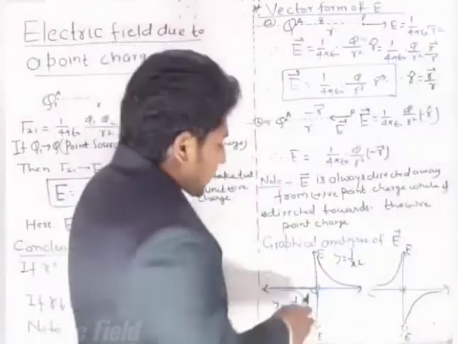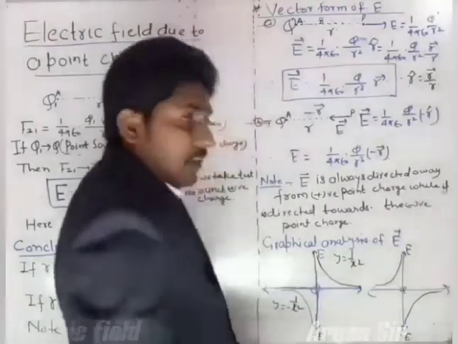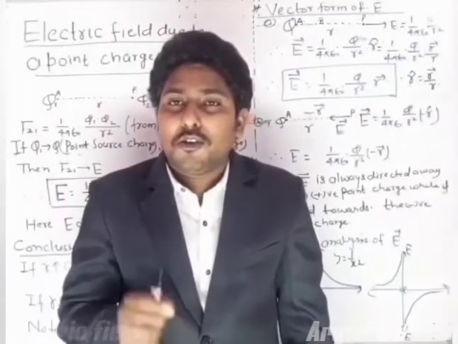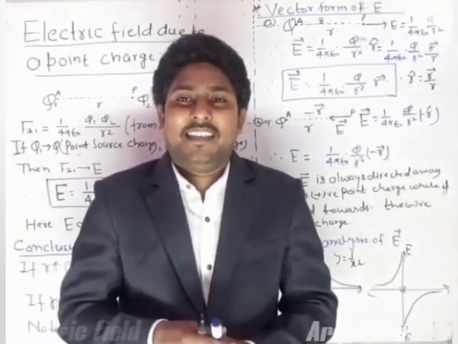See, this line will never touch this vertical line. Why? Because for r equal to 0, electric field intensity is not defined. Right.